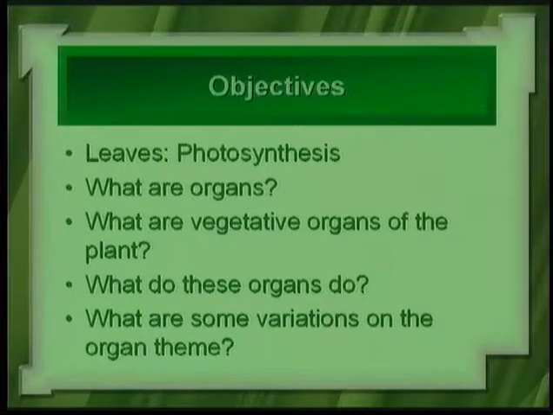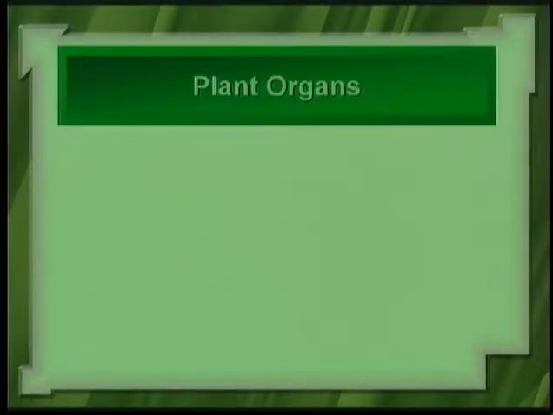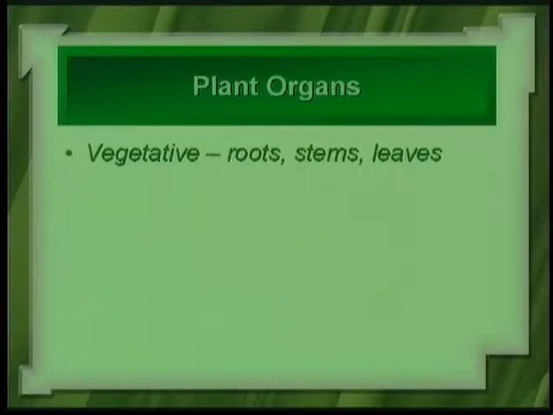Okay, and we also did go into a little bit on some variations of the different kinds of themes of organs. So generally, the organs of the plant are just variations of the themes. Okay, so the roots and the stems and the leaves are the vegetative organs of flowering plants. And of course, the leaves do that extremely important process known as photosynthesis.